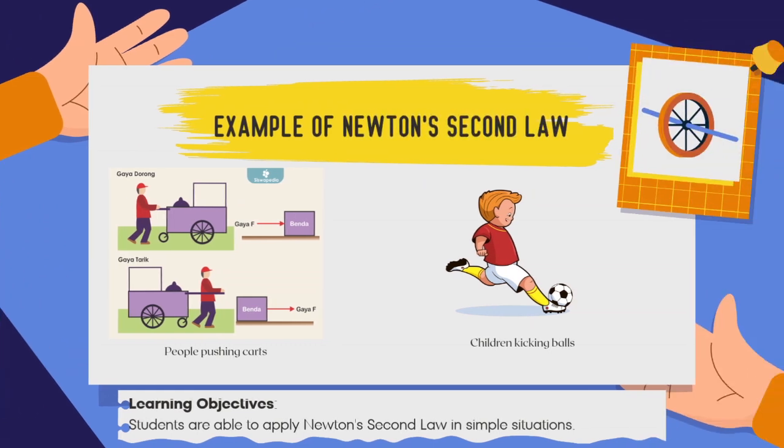Now, let us examine examples of Newton's second law. When a person pushes a shopping cart with greater force, the cart accelerates more quickly. However, if the cart is heavier, its acceleration becomes smaller even if the same force is applied. Another example is kicking a ball. The stronger the kick, the greater the force and the faster the ball accelerates. The learning objective is for students to be able to apply Newton's second law in simple situations.